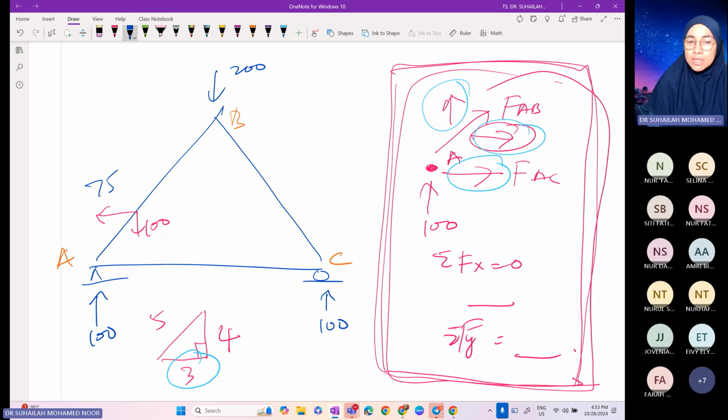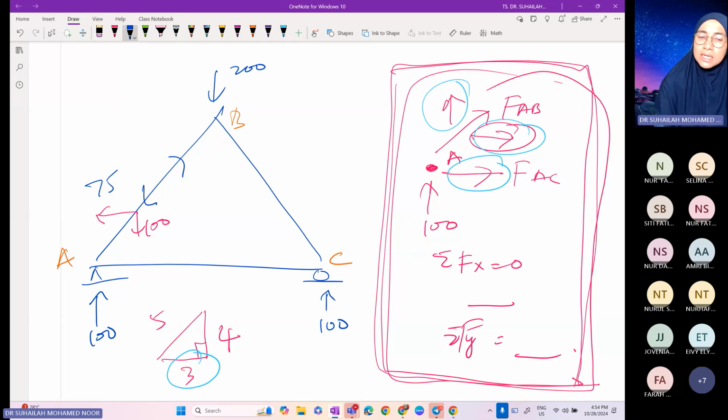Okay, dia macam ratio je kan. Kalau 4 jadi 100, kalau 3 jadi berapa? Dia macam ratio. That is interpolation. So kita dah dapat 75. Yang ni vector kan? Vector. So vector dia ada resultant force. Resultant force. Okay, yang ni resultant force.